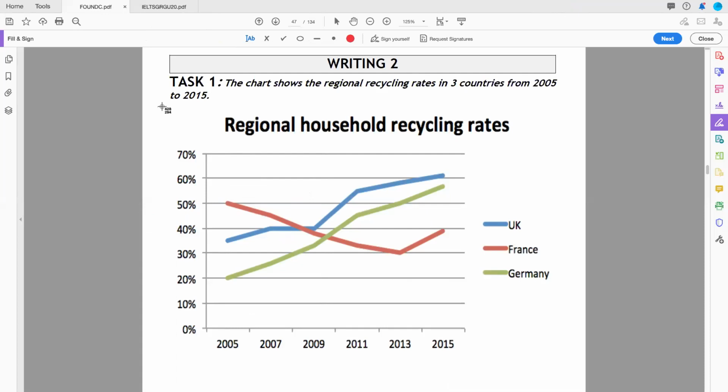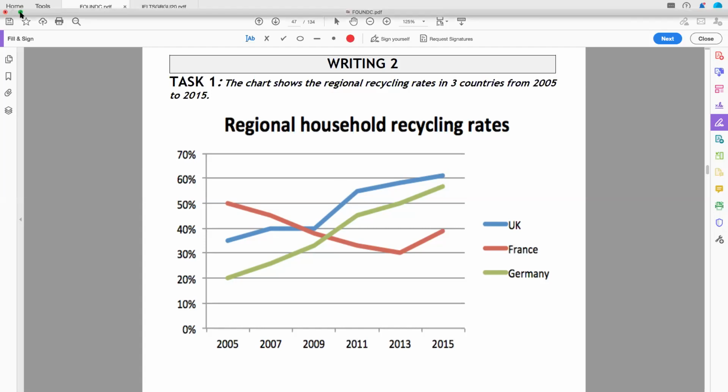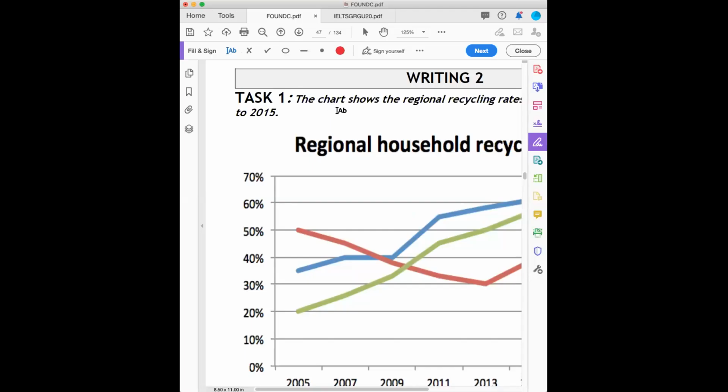Can you read the question, please, for us, Fahima? The chart shows the regional recycling rates in 3 countries from 2005 to 2015. Okay. So you can see here that it says regional recycling rates, okay? So we're going to rephrase that question.